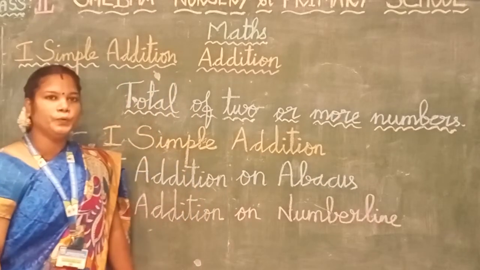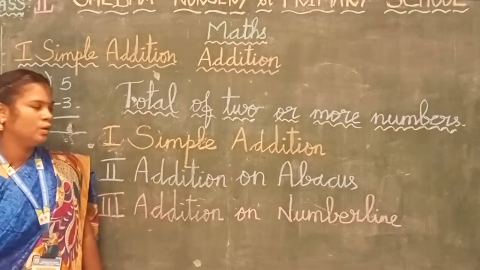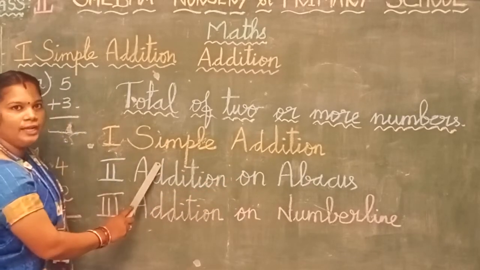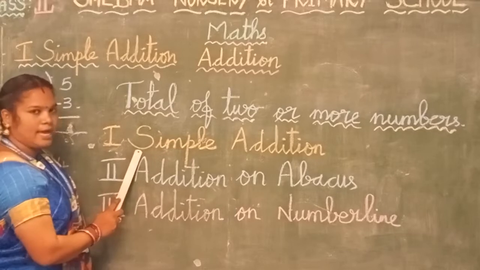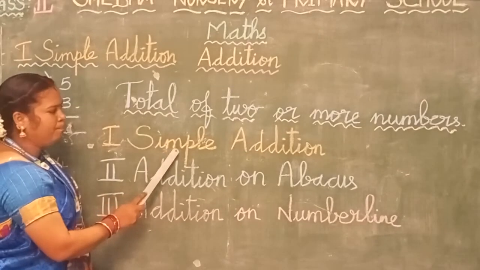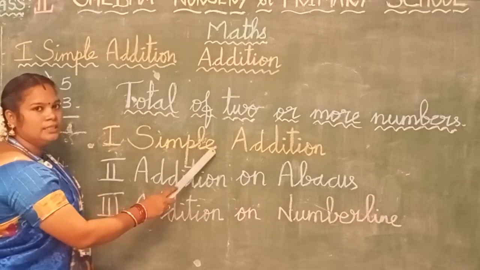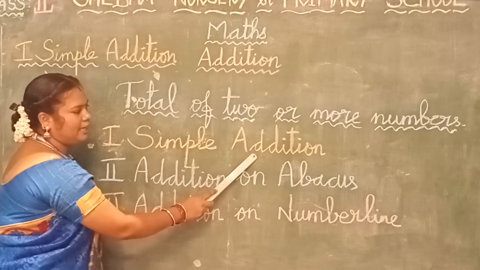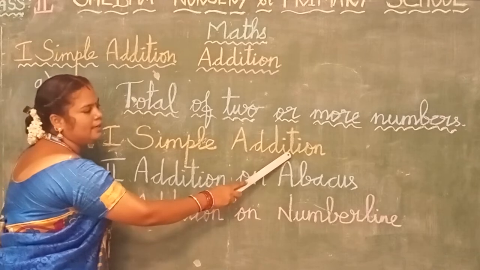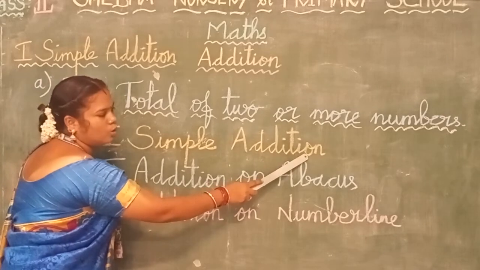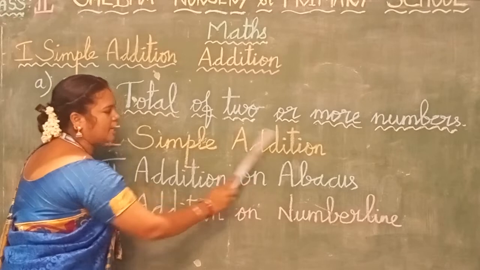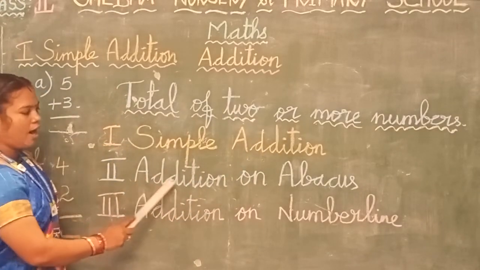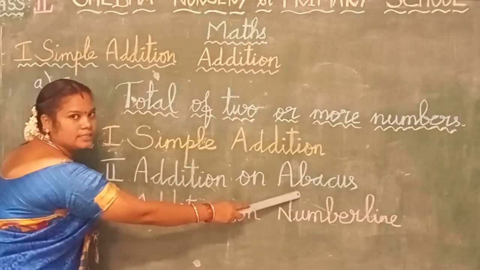Now we are going to know three types of addition. Simple addition. A, D, D, I, T, I, O, N. Addition. Simple addition. Second, addition on abacus.